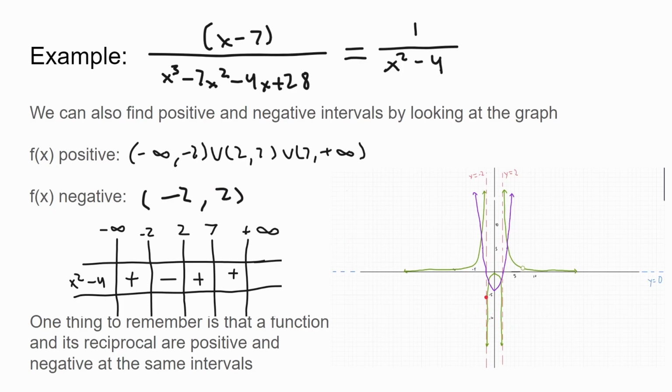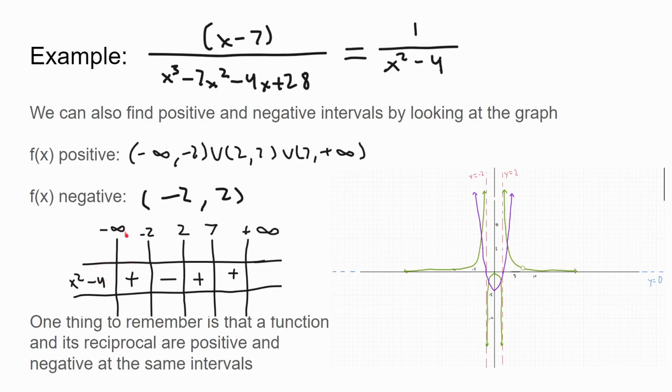Now, how do we find this using an interval chart? So using an interval chart, our only factor in the denominator here is x squared minus 4. So we put x squared minus 4 here. And then we have our intervals up here. So from negative infinity, we have until negative 2, until 2, until 7, and until positive infinity. So we plug in values from the range here and see if we get a positive or negative value.